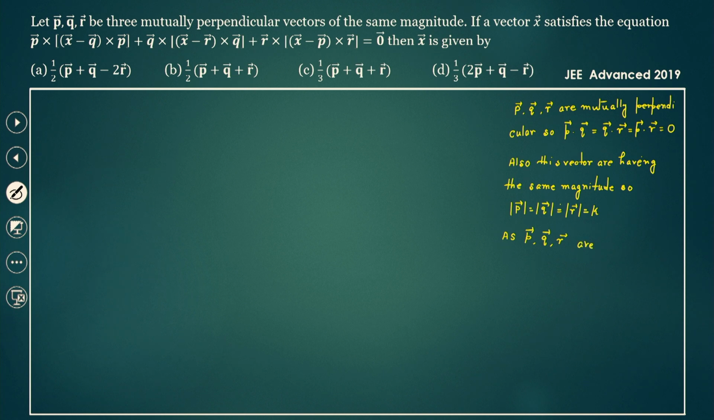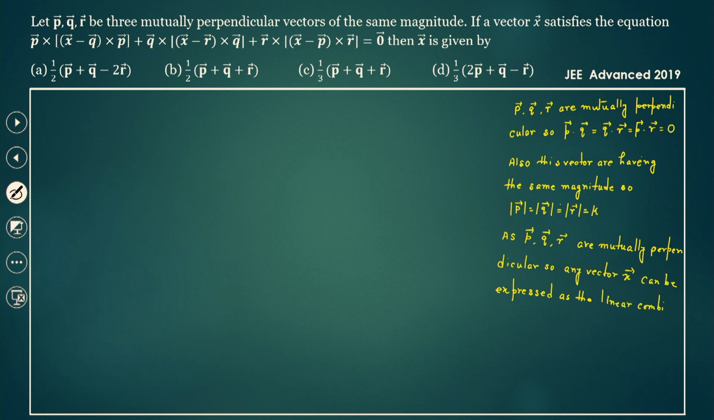Since P, Q, R are mutually perpendicular, any vector X can be expressed as a linear combination of the vectors P, Q, and R. What that means is that the vector X can be assumed as x1 multiplied by the vector P plus x2 multiplied by the vector Q plus x3 multiplied by the vector R.